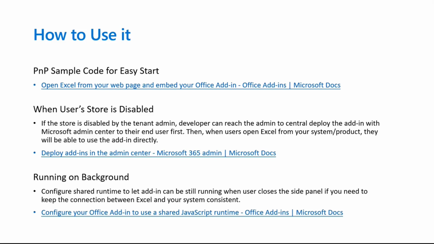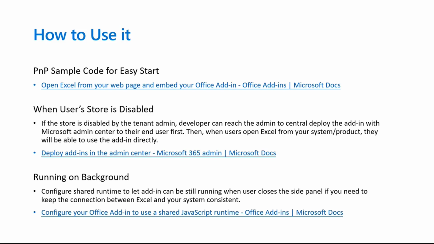And here are two main problems that you might run into. Some of the tenants might disable the user's store. So the user cannot choose which add-ins to install from the store because the tenant disabled it. In this situation, you can use the central deployment functionality. You can talk to the admin: hey, you disabled the store, so the user cannot use the add-ins. So you can deploy the add-ins to all the tenant users.